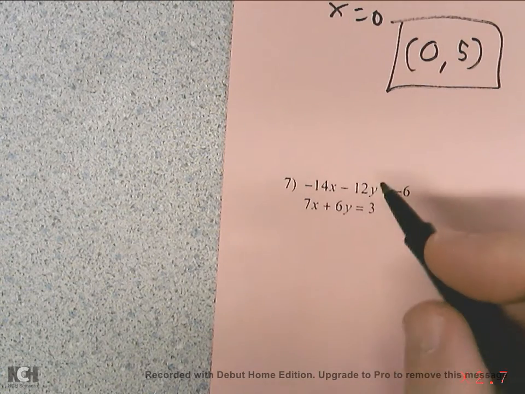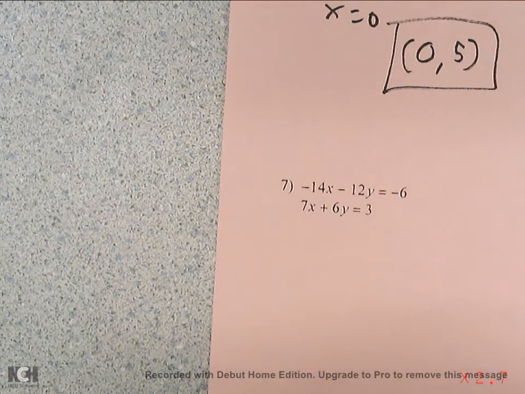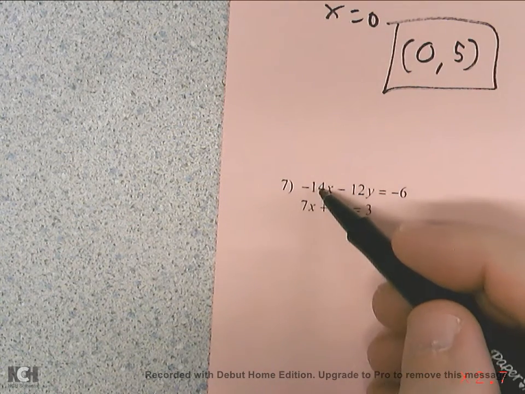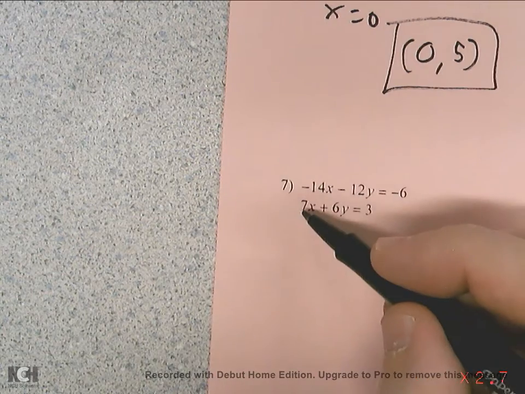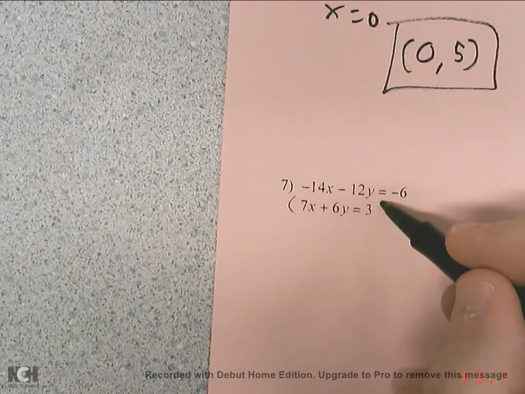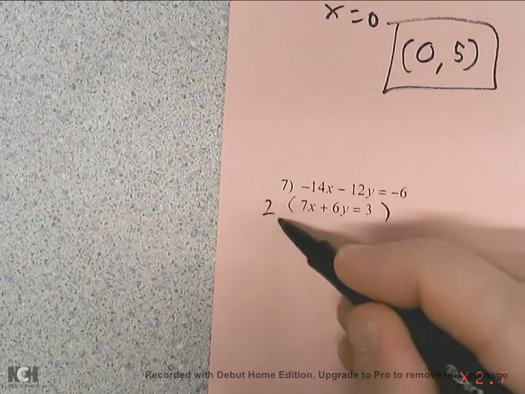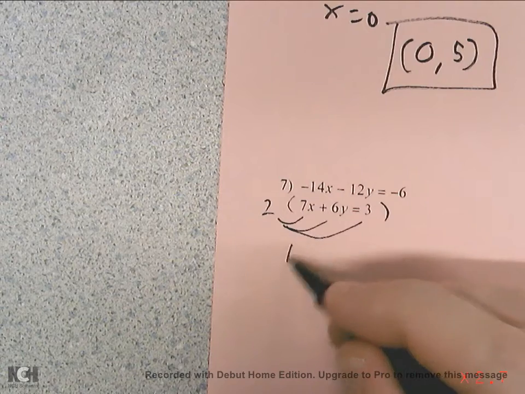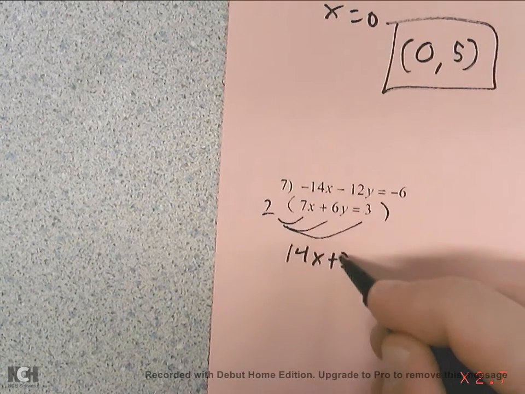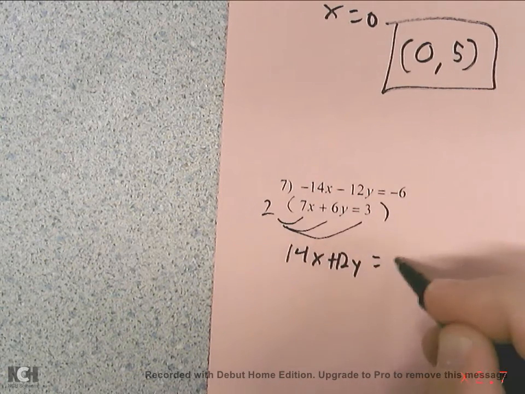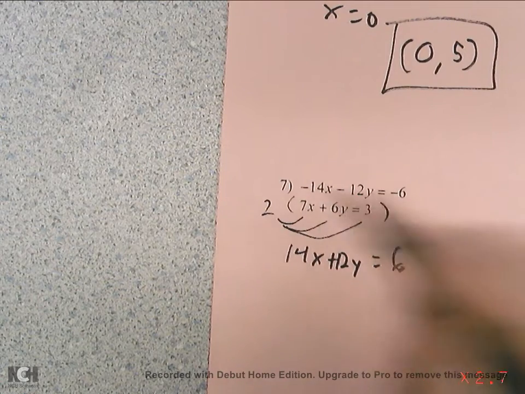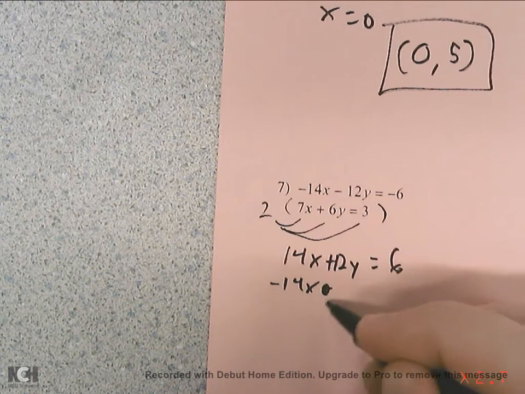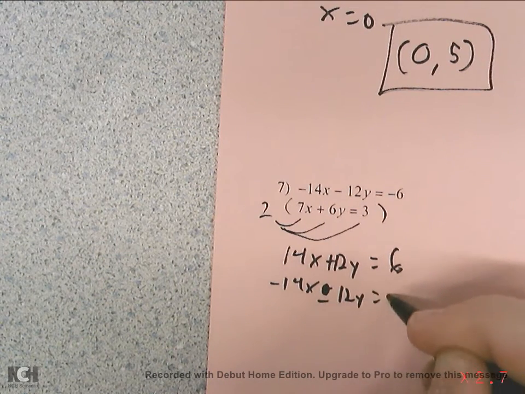So this is where I have to do something to one of my equations. And what I do is I usually multiply. So I'm going to look at, if I wanted to get 7 to be 14, what would I have to multiply by? Well, I'd have to multiply by 2, right? If I multiply 7 by 2, I have to multiply everything in that equation by 2. So I would get 14x plus 12y equals 6. And let me rewrite the top equation now. It was negative 14x minus 12y equals negative 6.